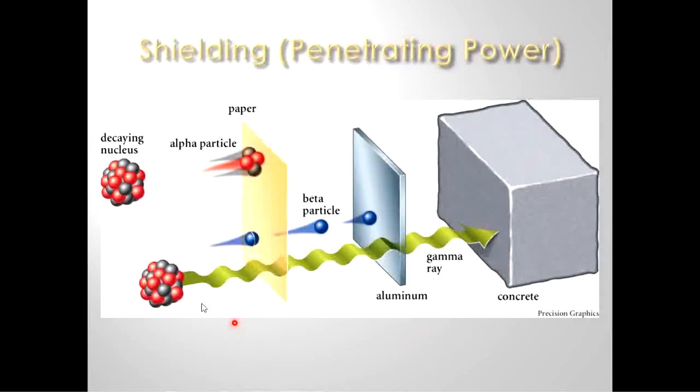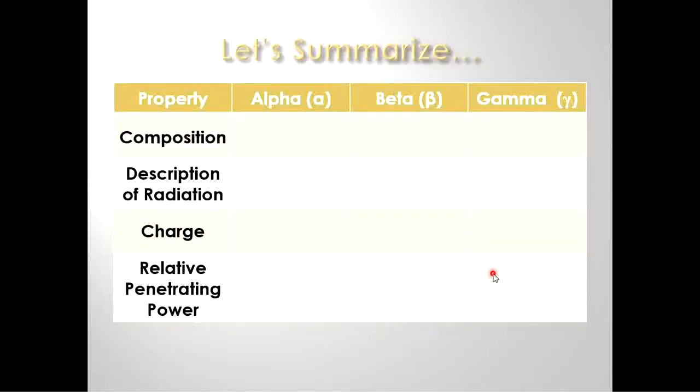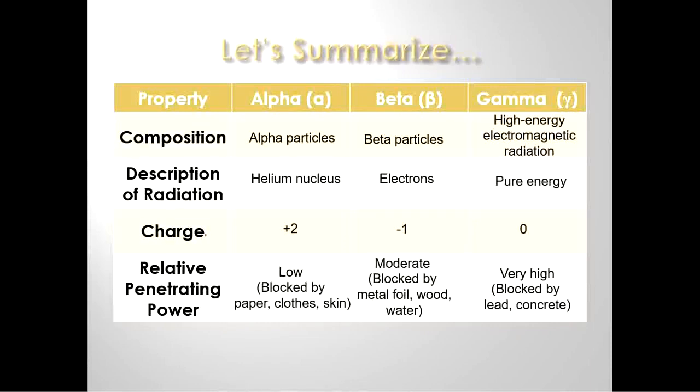So you can see that alpha can be stopped by a piece of paper, beta can be stopped by a thin sheet of metal, and gamma can be stopped by concrete. So let's summarize and go ahead and fill this in your table. We have 3 particles, alpha, beta, and gamma. Alpha is represented by a helium nucleus, and go ahead and add this symbol onto your notes as well.